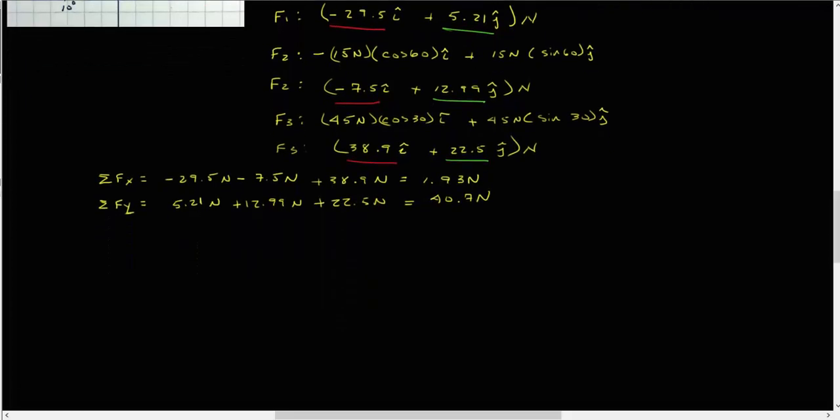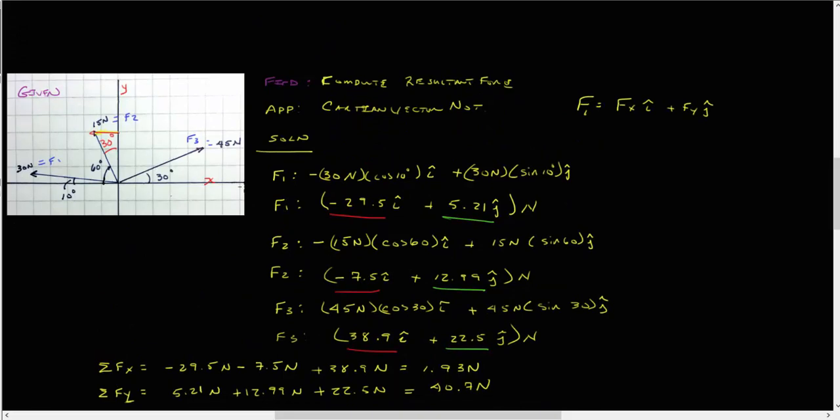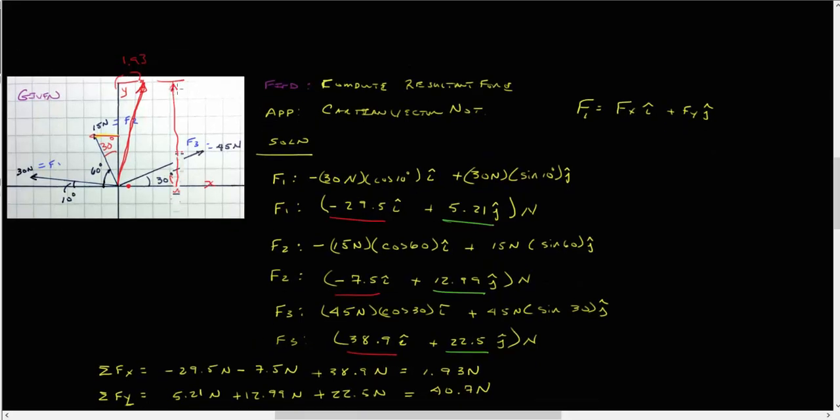So now I've got to find my magnitude, or the resultant force. If we graph it, in my x direction I'm going 1.93, so I'm only going just a little bit right, and then I'm going up 40.7, so I'd be way up here. This would be my resultant force. So this would be 1.93, and my y distance would be 40.7.